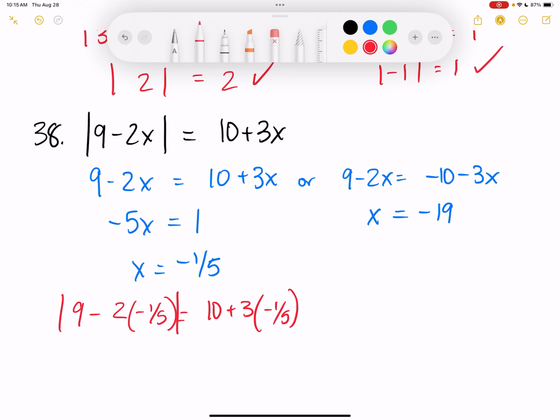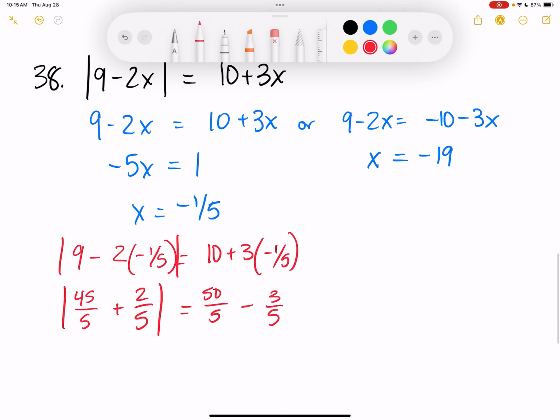So I'm going to go ahead and get a common denominator here just to save a step. So I'm going to put this over 5. So that's going to be 45 over 5 plus, because I have negative times negative, 2 over 5 is equal to, again, go ahead and get a common denominator. So 50 over 5 minus 3 over 5. So inside here, this will be 47 over 5 equals, over here, subtracting, that gives me 47 over 5. These are the same, so this one is good.